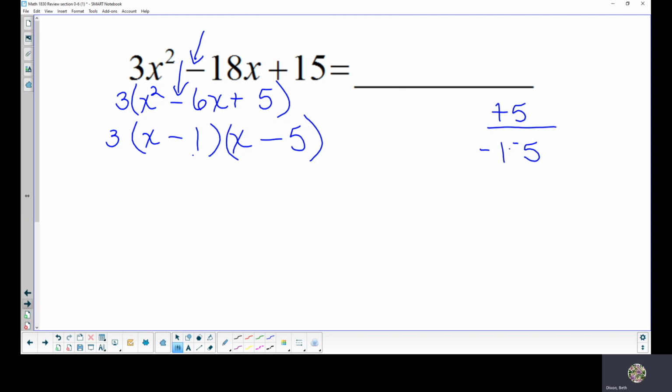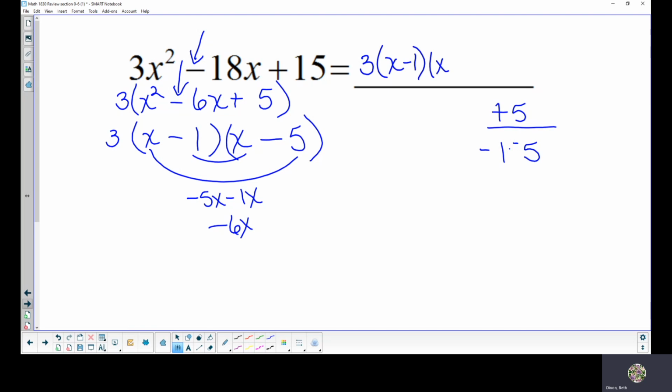And if I check it, and again, I'm just going to check the outside and the inside, which would be -5x and -1x, that gives me the -6x as my middle term. I can look at it and see x times x gives me the x squared, and -1 times a -5 gives me my positive 5. It's those inside and outside that works together that I really need to write down to check. So what is my final answer? Well, my final answer has to contain the 3, and then it's the x minus 1 times the x minus 5.